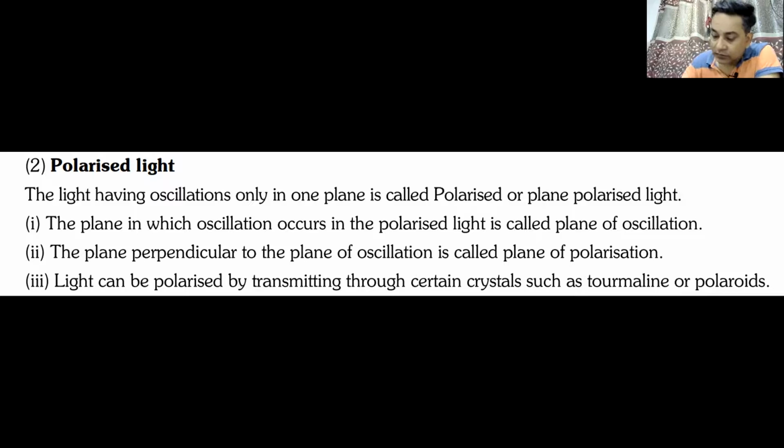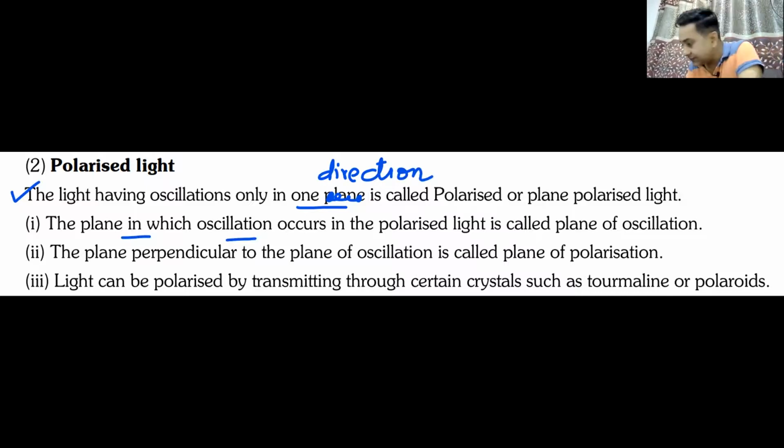The light having oscillation only in one direction is known as plane polarized light. Point number one. Point number two, the plane in which oscillation occurs is known as the plane of oscillation. Remember, the plane of oscillation is the plane.